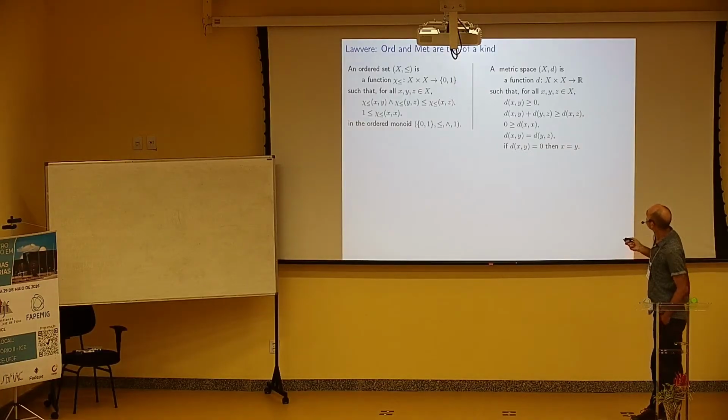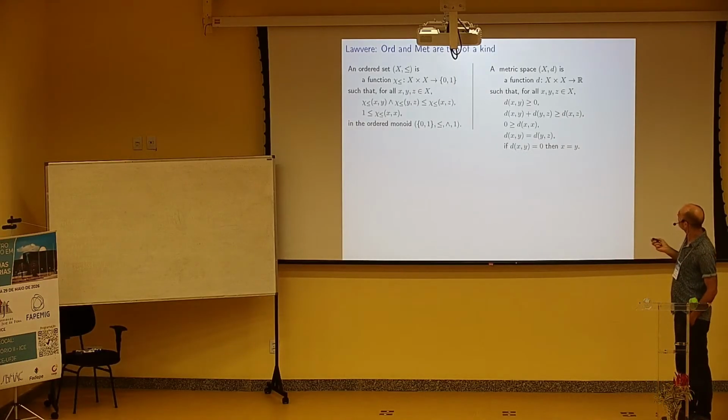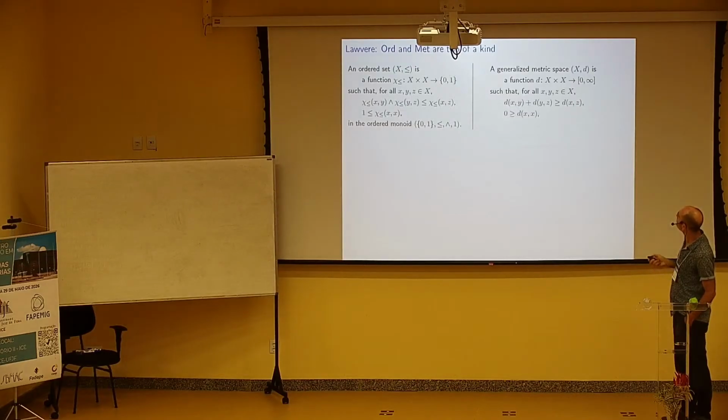Metric space. Again, I'm not going to care about symmetry. I'm not going to care about separatedness. And look what happened. Instead of writing values in R, I'm just taking values in positive real numbers, so I can also forget this axiom of positivity. Right? So generalized metric spaces is just this thing.